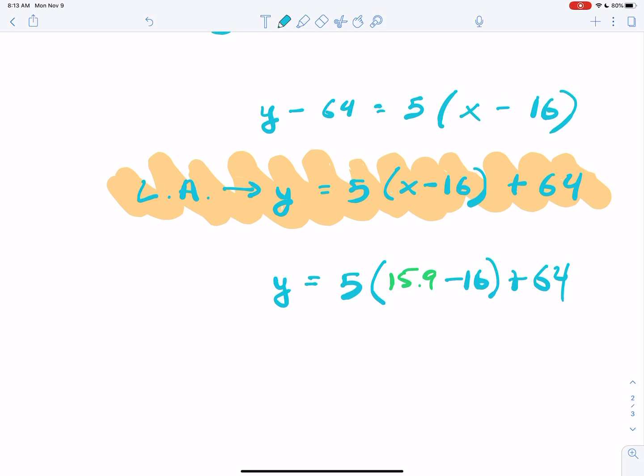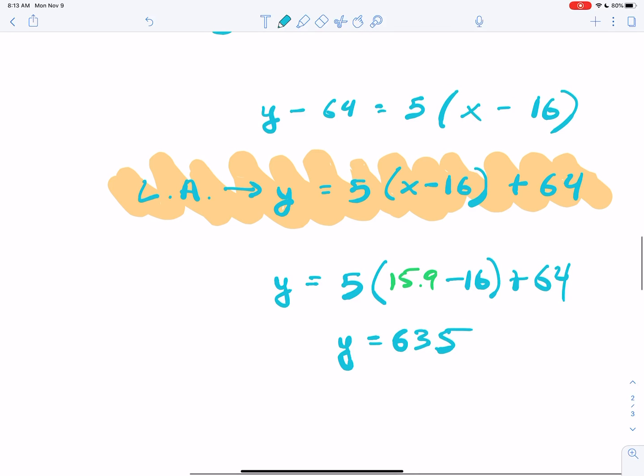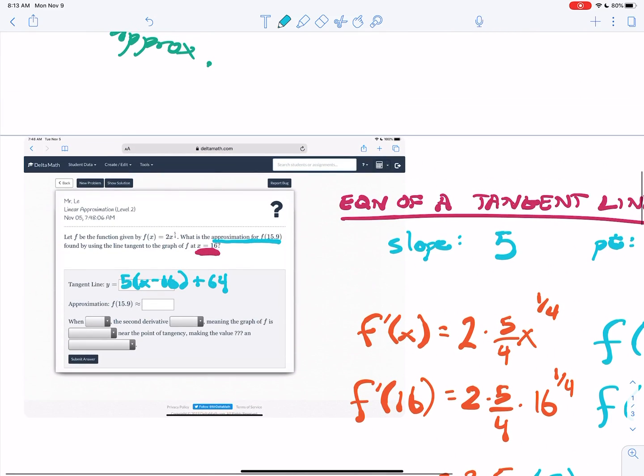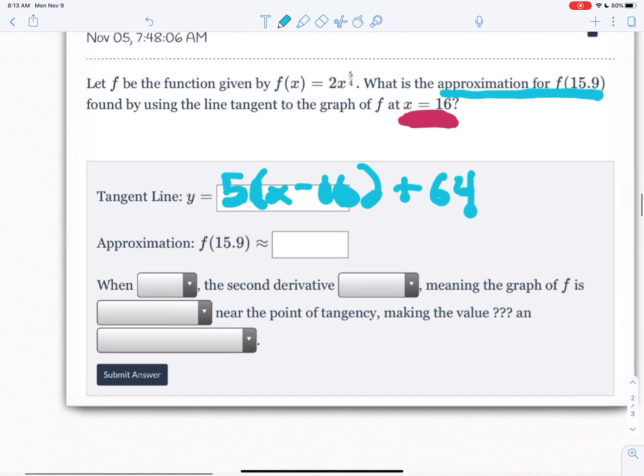Okay, so you should get 63.5. Hopefully I'm correct here. So our approximation, our guess for what happens at 15.9 is 63.5. So that's what you would be typing in for your Delta Math here, all right?